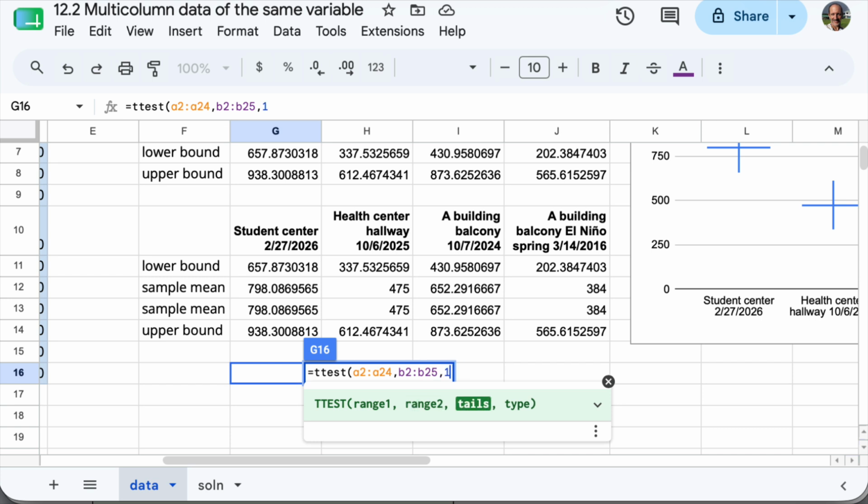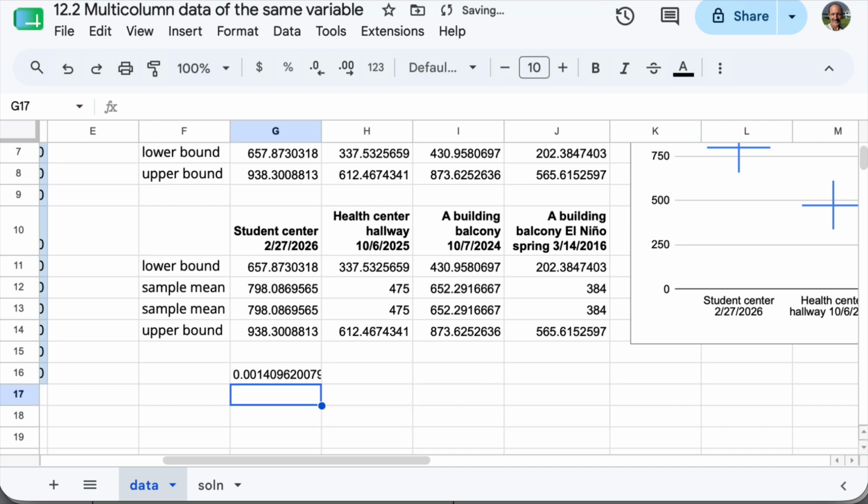I have two tails. These are independent samples. So it's a type 3. The standard deviations aren't the same. The samples are not paired. And I can see my p-value is 0.001, much less than 0.05. It's statistically significant.